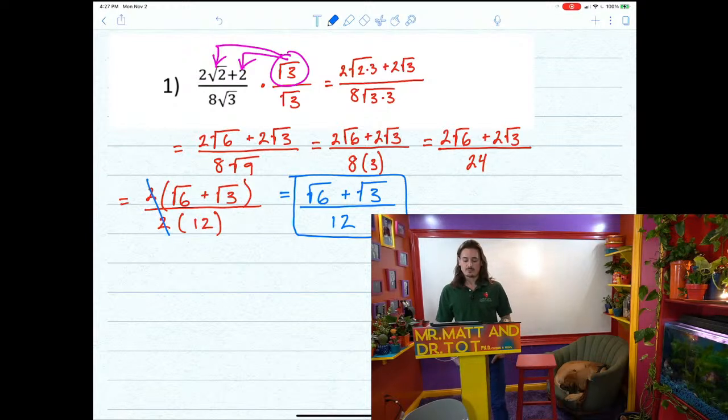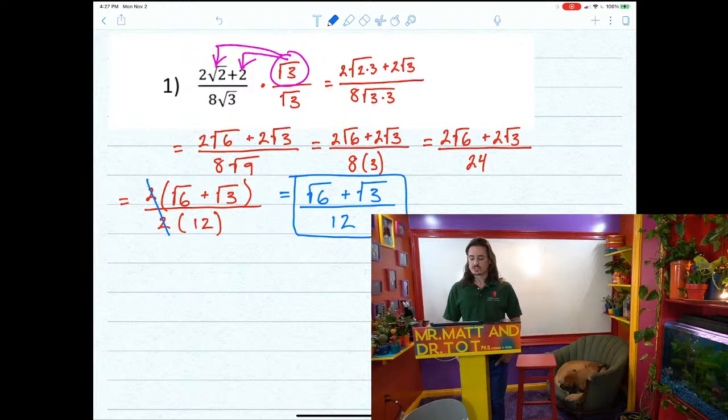So you have to apply it equally to both values in the numerator. When I do that, I'm going to get 2 times the square root of 2 times 3, plus 2√3 in the numerator. In the denominator, I'm going to get 8 times √3 times 3. In the numerator, that will simplify into (2√6 + 2√3), quantity divided by 8√9.